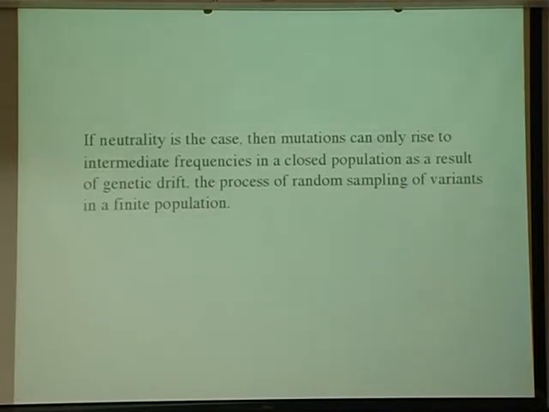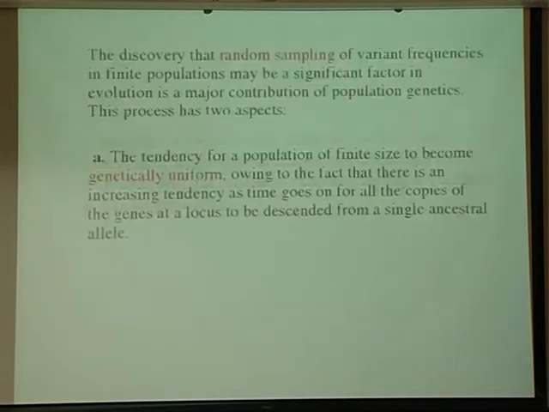So, neutrality is the case. Mutations can only rise to intermediate frequencies in a population, providing there's no immigration. So I'll be assuming here the population is what we call closed. There's nothing coming in from outside, as a result of genetic drift. This is the process of random sampling of variants in a finite population. And this is a very important discovery in population genetics, that this random sampling of variants could be a significant factor. It has two important aspects.